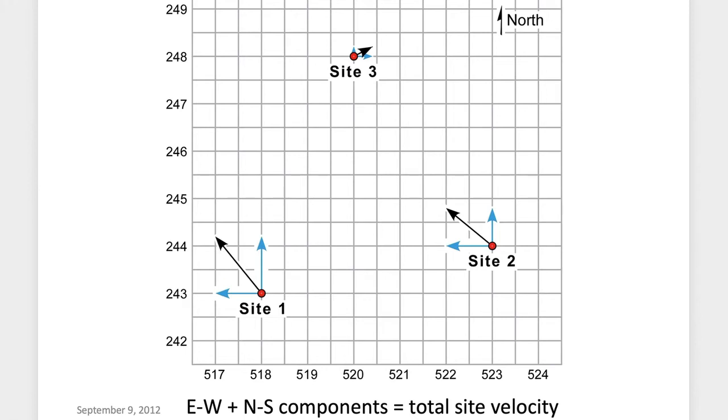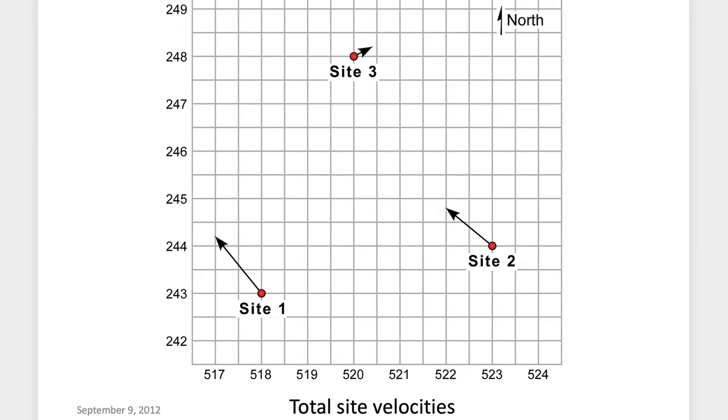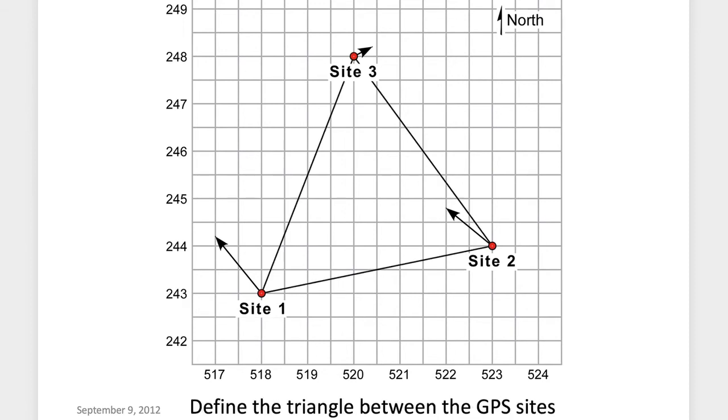Now, just looking at these, we can tell that these three sites are going to change their relationship to one another, their spatial relationship to one another over time. That is to say, the triangle that we see at the beginning of our experiment that connects those three sites as the apices of the triangle is going to have to change its shape in order to follow those velocity vectors over time.